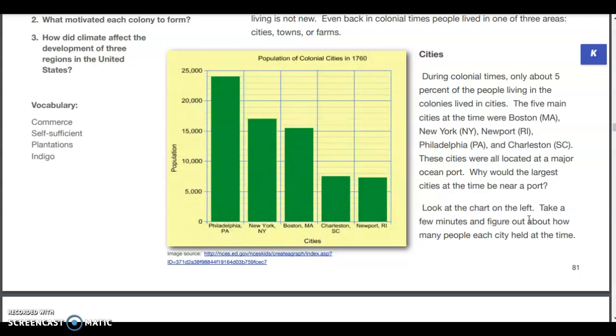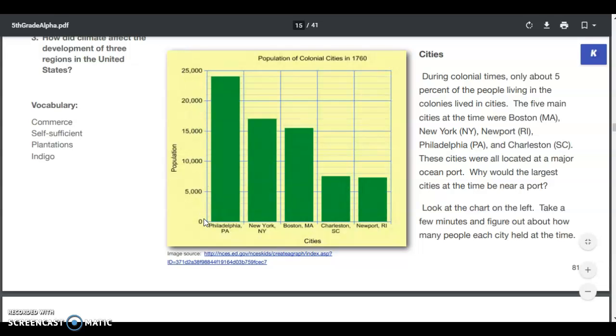Look at the chart on the left. Take a few minutes and figure out about how many people each city held at the time. Let's go ahead and take a look. So population we have here on the side. It looks like it's being recorded in the thousands. And then the largest here would be Philadelphia. So it's coming in, let's see, 20,000.